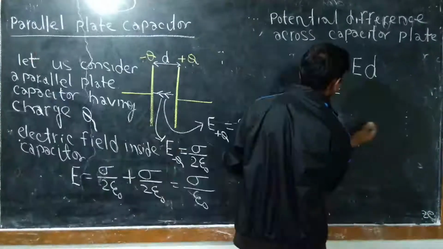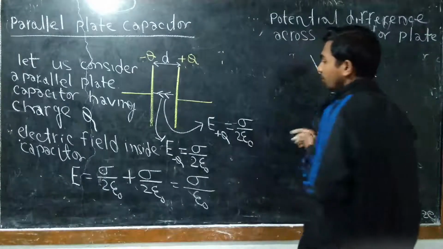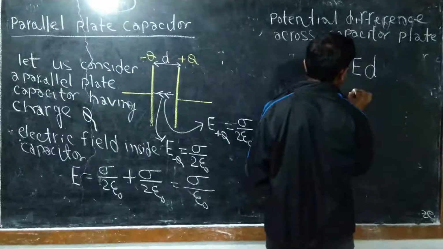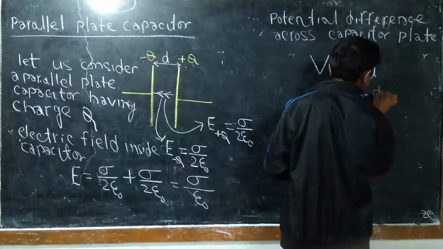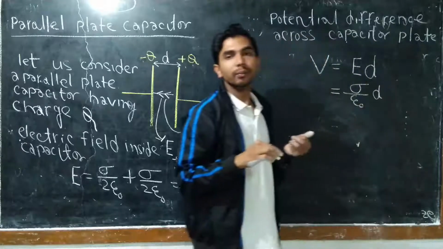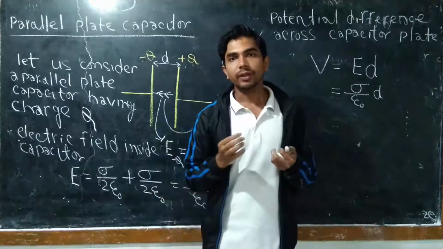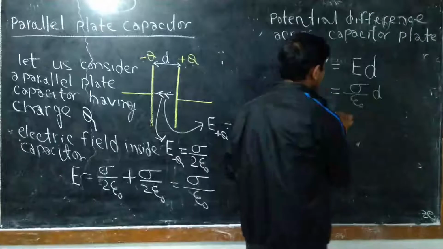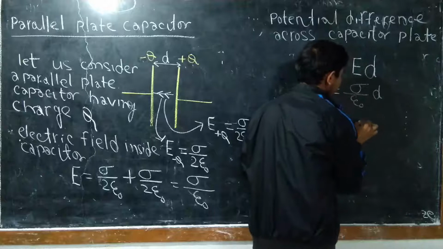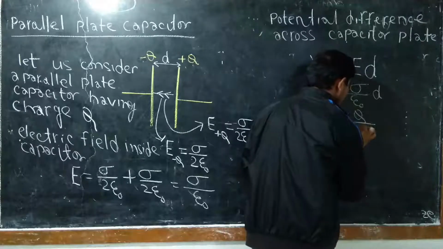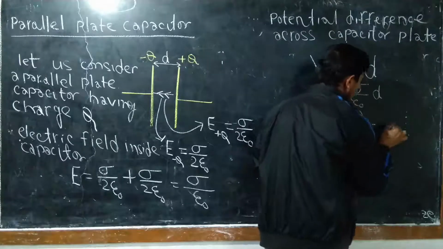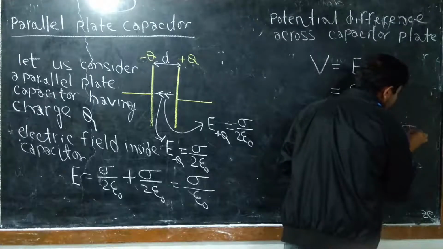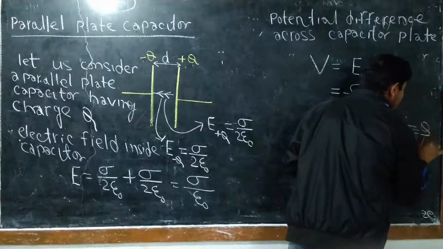Yes. Now I'm going to substitute the value of everything. Value of electric field, this is how much? Sigma by epsilon 0 into d. And what is the value of sigma? Sigma is surface charge density, and surface charge density is how much? Q by A. So in place of sigma, we can write Q by A epsilon 0, into d. Why am I writing Q by A? Because sigma is equal to Q by A, right?